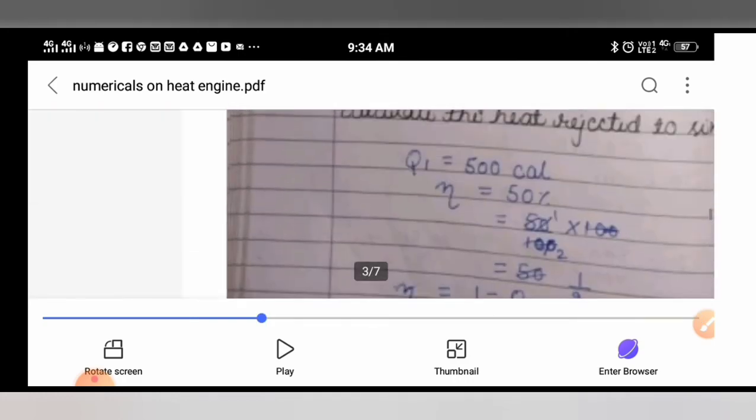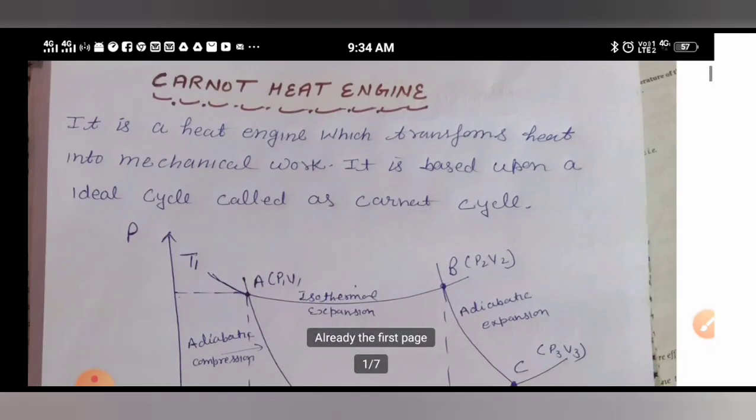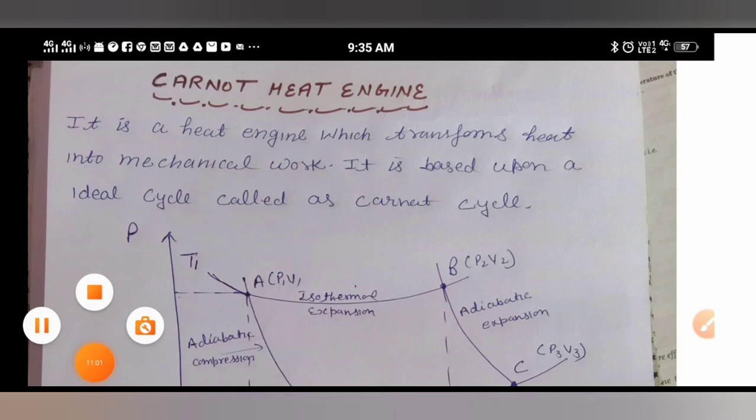So students, this is all about my today's topic, which was Carnot heat engine and numericals based upon heat engine. For any query, you are free to ask me.